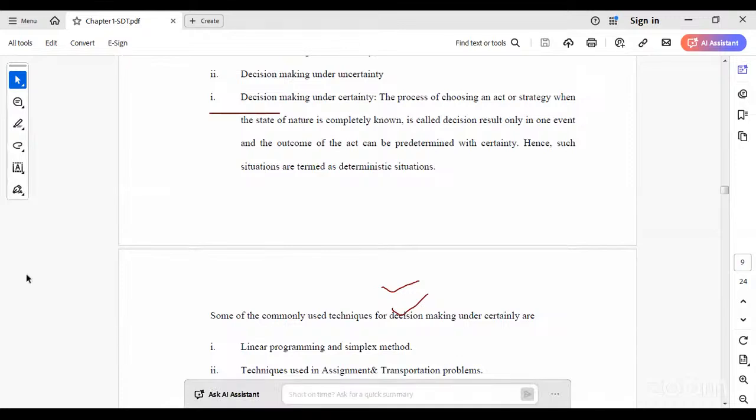Before we discuss this topic, first we should know the meaning of certainty and uncertainty. Certainty means the chance is there for the activity to happen. Here is the process of choosing an act or strategy when the state of nature is completely known. The decision results in only one event, and the outcome of the act can be predetermined with certainty. Hence, such situations are termed deterministic situations.